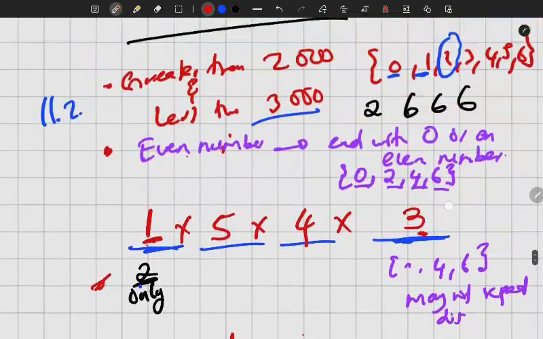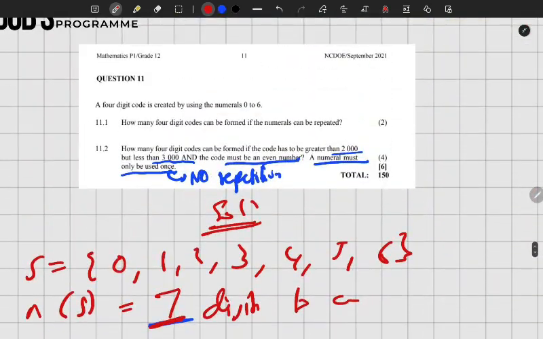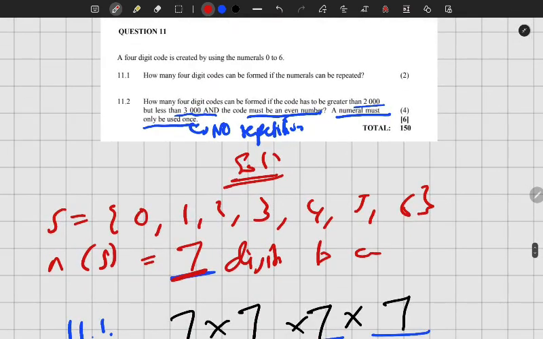Sometimes they can say a code must be even, and then you know it must end with a 0 or an even number. Sometimes they can say it must be divisible by 5. In that case, it must end with either a 5 or a 0. That's how a number that ends with a 5 or 0 is going to be divisible by 5.